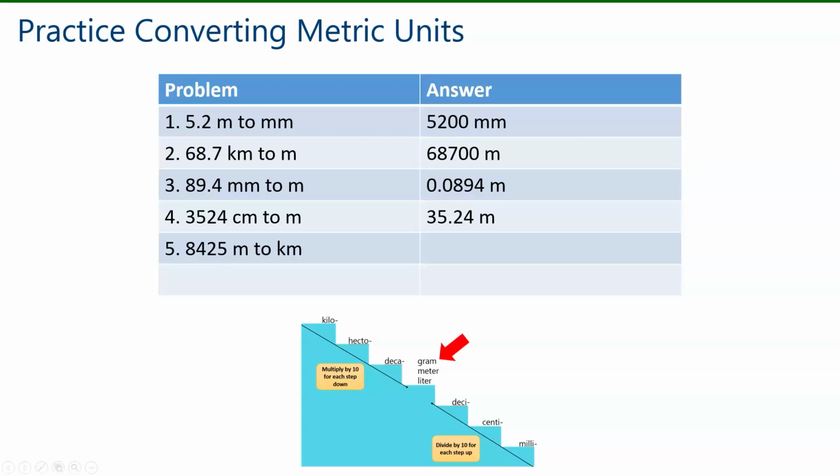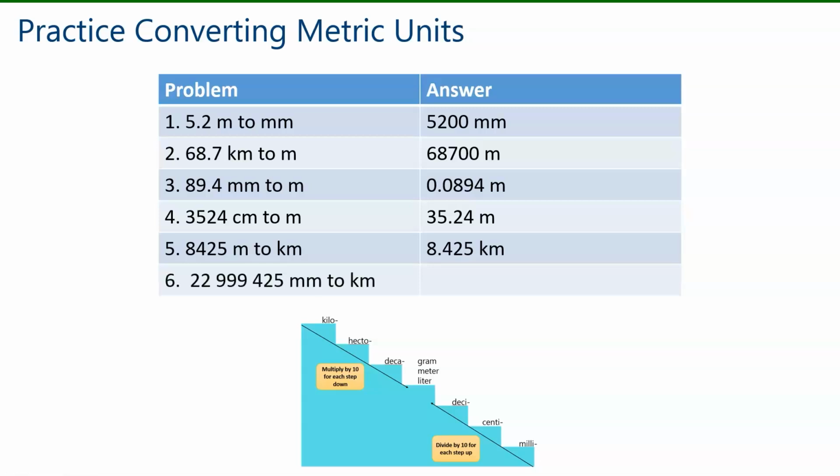Our next problem asks you to convert 8,425 meters to kilometers. To convert meters to kilometers, we're going up 1, 2, 3 steps. When we go up, we divide. So divide by 10 3 times, or move your decimal 3 places to the left. And we get 8.425 kilometers.